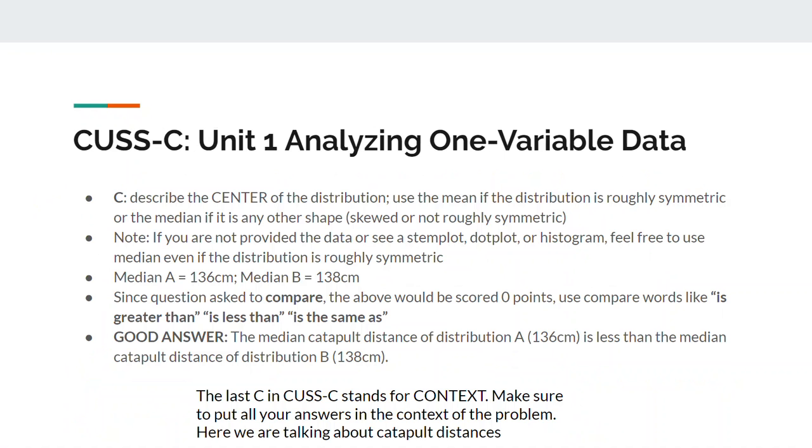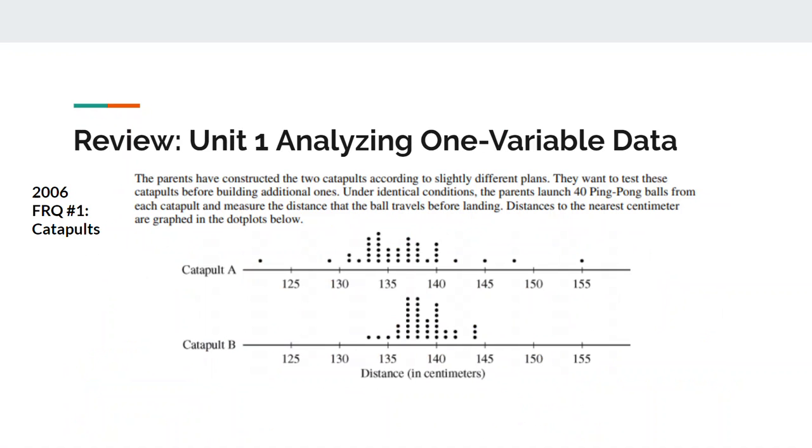However, if they are going to give you a graph of some sort, I would tend to lean towards median because median is much easier to identify. So in the case here, the median of distribution A, as you see right in the middle, is about 136. The median of B, right in the middle, is 138.